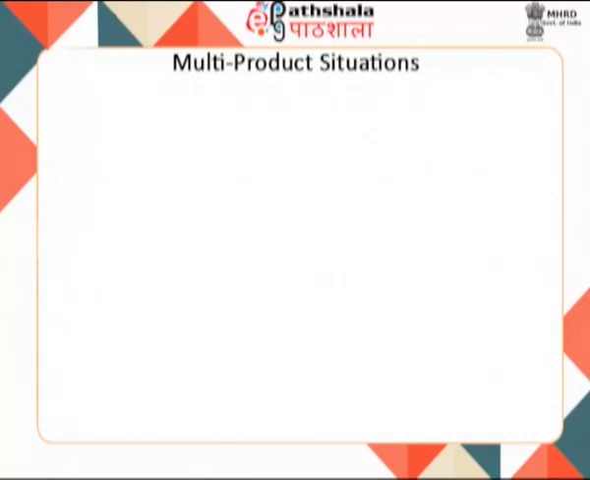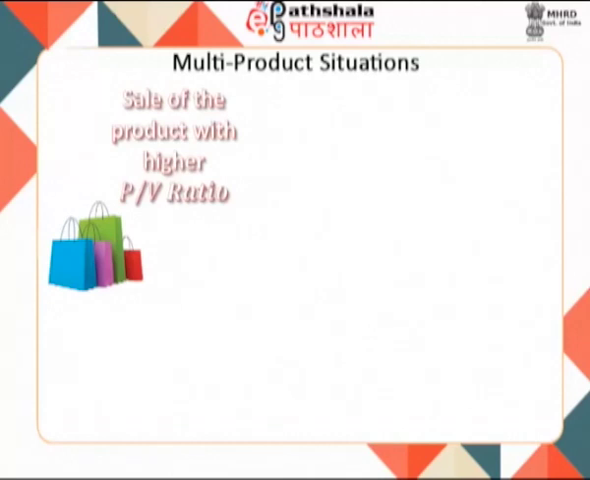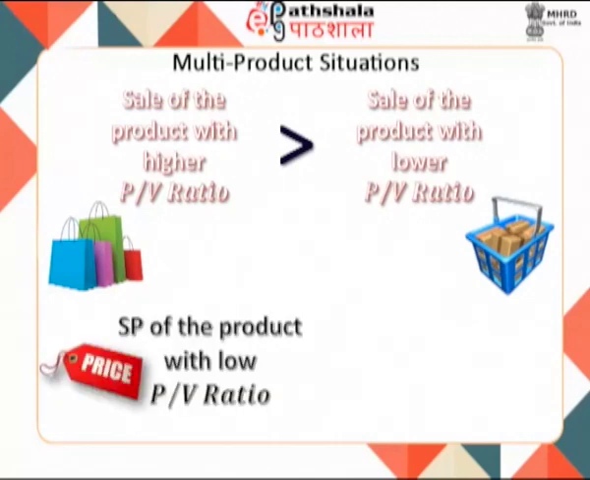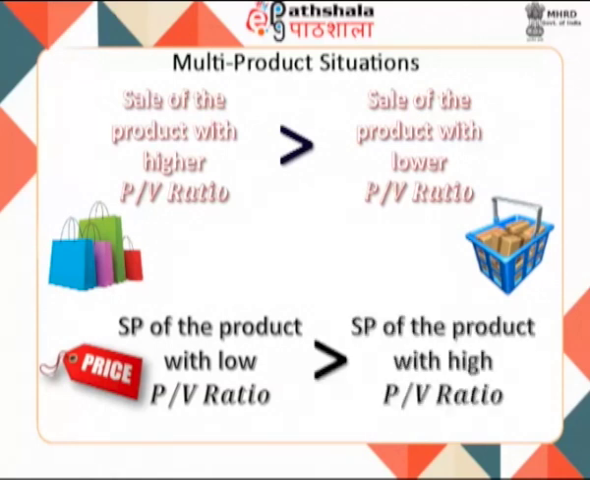Other things being equal, the sale of the product with higher PV ratio is more profitable than that of the product with low PV ratio, despite the fact that the selling price of the product with low PV ratio is higher than the price of the product with high PV ratio.